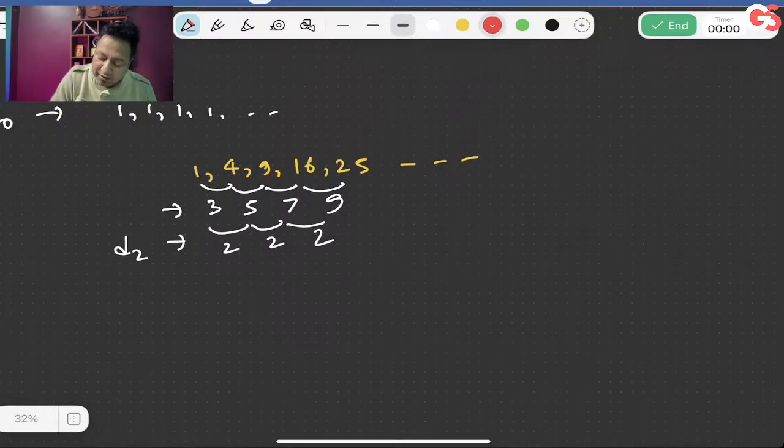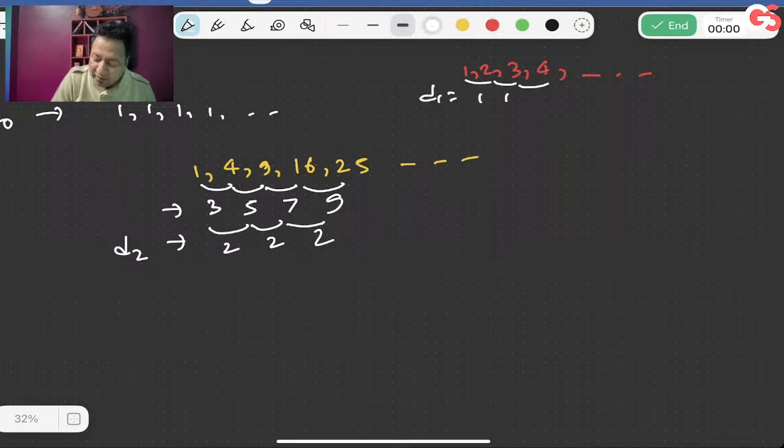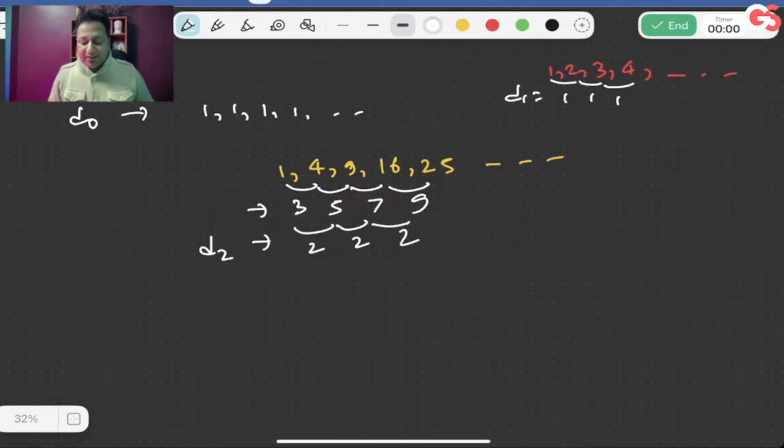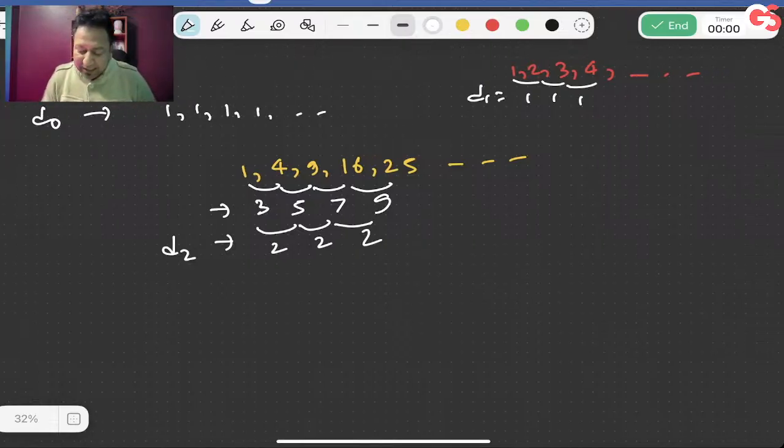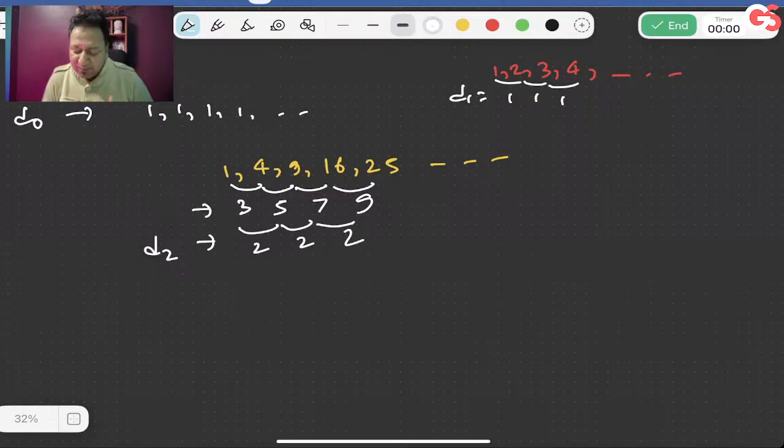Similarly, if I took f(x) equal to x, the simplest linear function, I got 1, 2, 3, 4, and so on. So I saw that at the first step only, I got the common differences. Now, what is important here: in the zeroth degree function, at the zeroth step only, I got common differences. In first degree polynomials, I got the constant difference in the first step, and in the second degree function I got the constant differences in the second step.